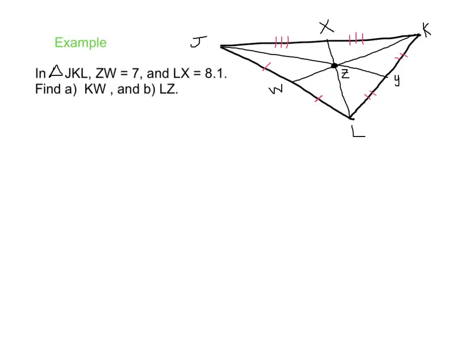All right, we've got a triangle here, triangle JKL, and in triangle JKL, the length of ZW is equal to 7, and KX, or LX, is equal to 8.1. So we want to find KW, the total length of this huge segment, and we want to find LZ. All right, so let's start off with part A.